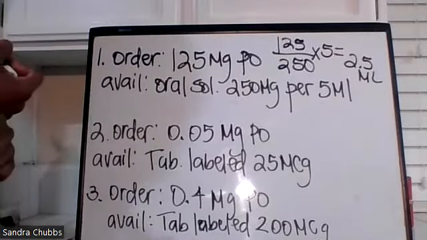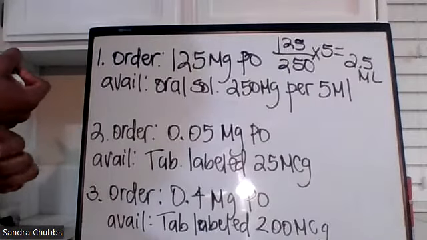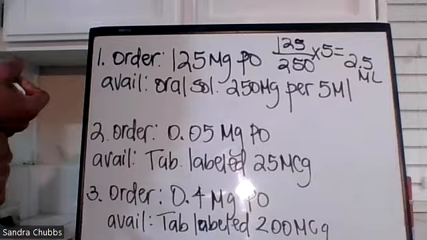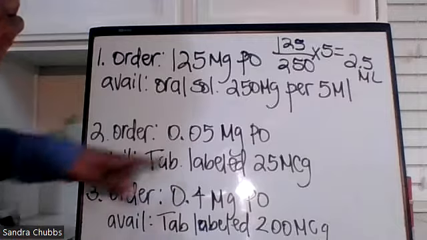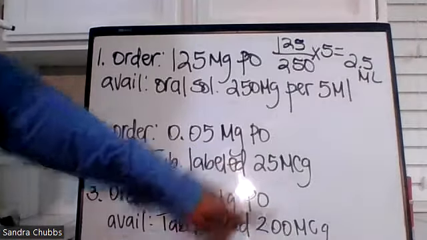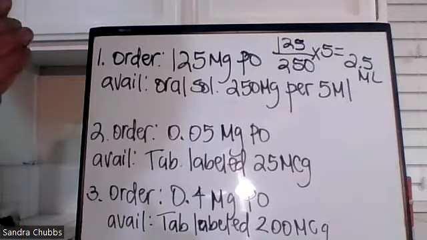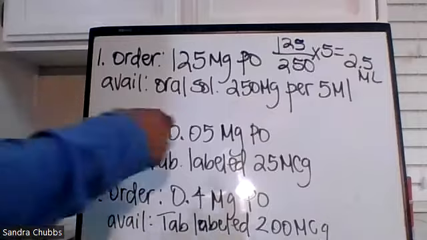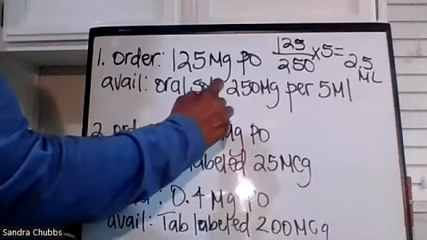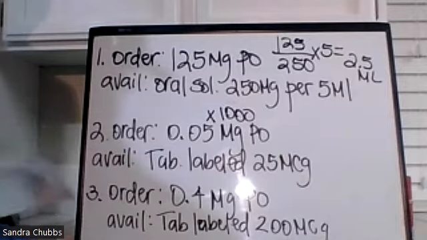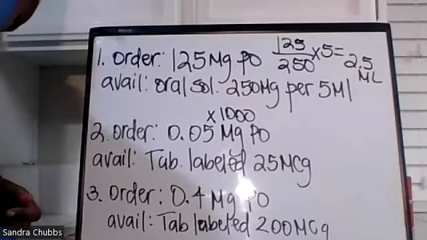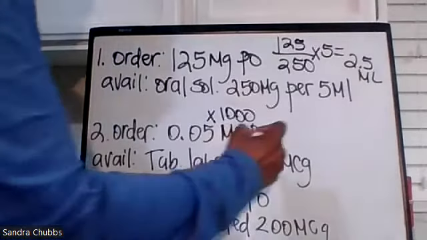The order is for 0.05 milligrams PO. And then what we have available are tablets labeled 25 micrograms. So you know you're going to have to convert milligrams to micrograms to fit what you have in your stock. So you're going from largest to smallest, so you're going to multiply by 1,000. And what do we come up with? 50.